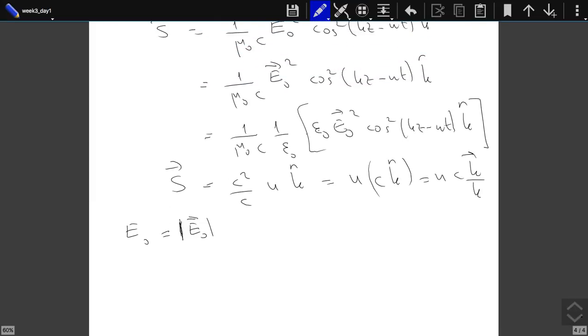K hat is the unit vector. K is the wave vector. K need not be a unit vector.